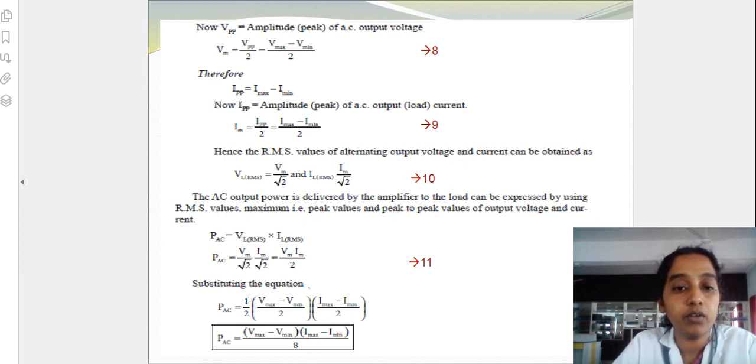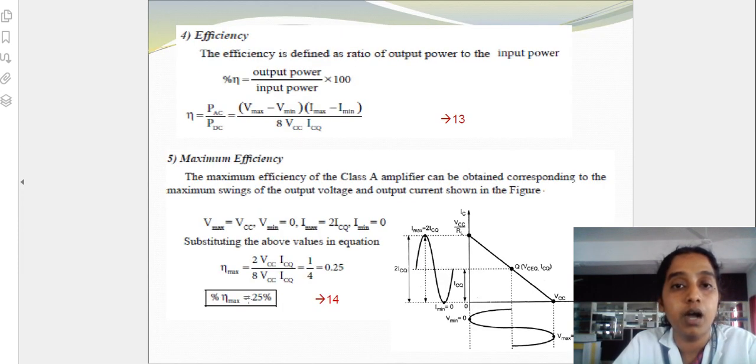So we can calculate power is equal to voltage into current. So AC power we can calculate by substituting the values. And what is the efficiency? It is the ratio between the output power to input power, so the ratio between output AC power to DC power.